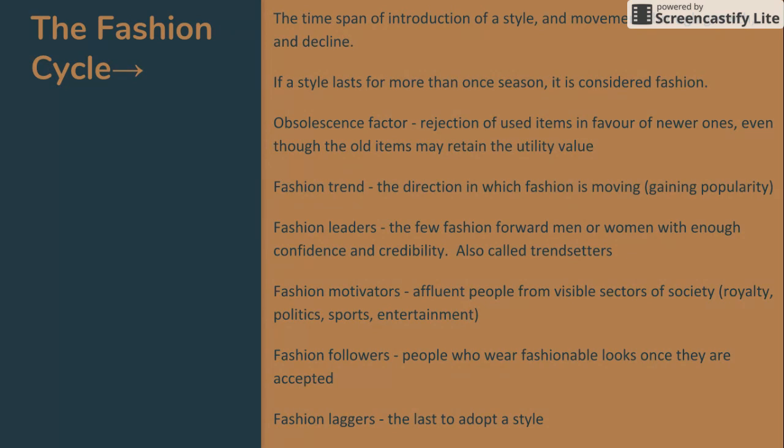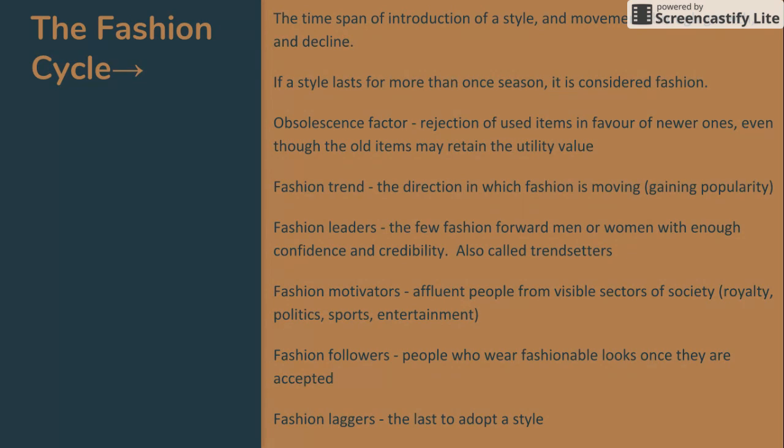The fashion movement is a change in things that are considered fashionable. So one of the things that we should know when we're talking about fashion movement is the obsolescence factor. This is just a fancy way of saying that people reject these old items in favor of new ones. Even though the old ones might be perfectly fine, they're not in style anymore, so they're rendered obsolete. A fashion trend is the direction in which fashion is moving. So maybe it's not quite there yet, but it's there in certain circles, like with the upper class.